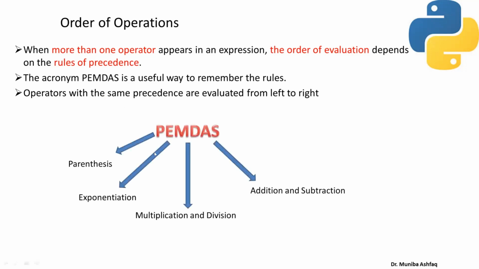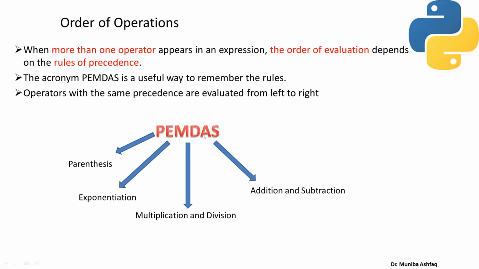So here, look at this PEMDAS, which is parenthesis, E for exponentiation, MD is multiplication and division, and these both are on the same level. And if they both occur in an expression, then you have to evaluate from left to right. Even if you have the multiplication or division that occurs twice or more than once, you have to follow this rule that you will evaluate the expression from left to right.